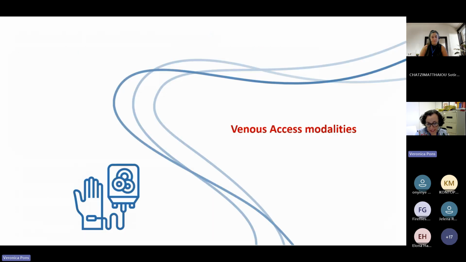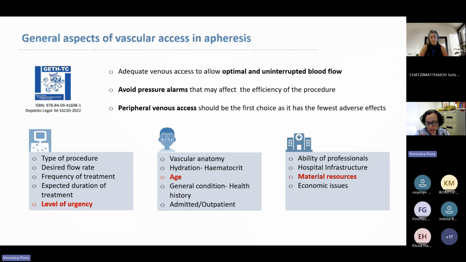Once we understand the procedure, we will go into general considerations of venous access modalities. Regarding the requirements for venous access, it's important to know that it's not an infusion; it's an apheresis process, and they are completely different. This is the first thing to consider. In general, optimal and uninterrupted flow is required, and pressure alarms must be avoided, because if not, the procedure doesn't work. And of course, peripheral access must be prioritized to minimize complications, as always.